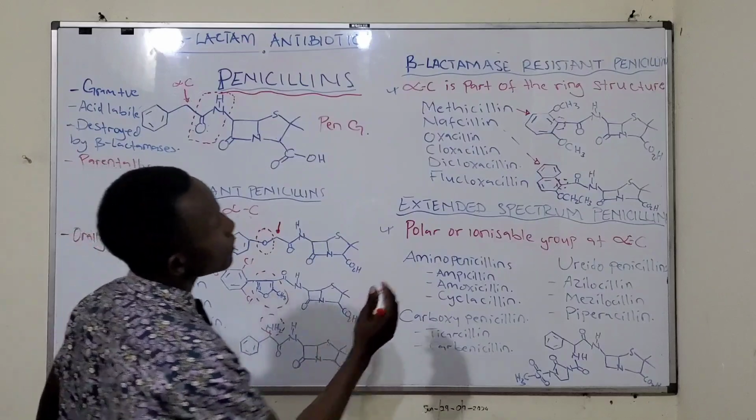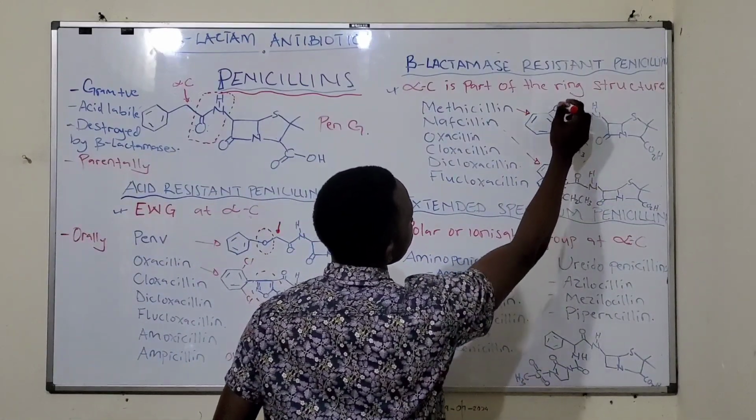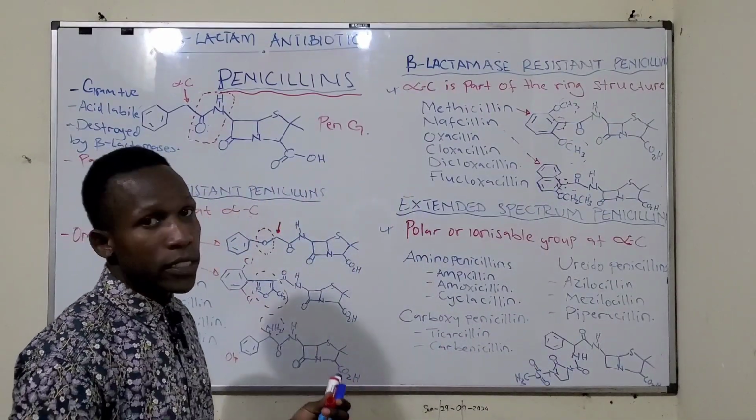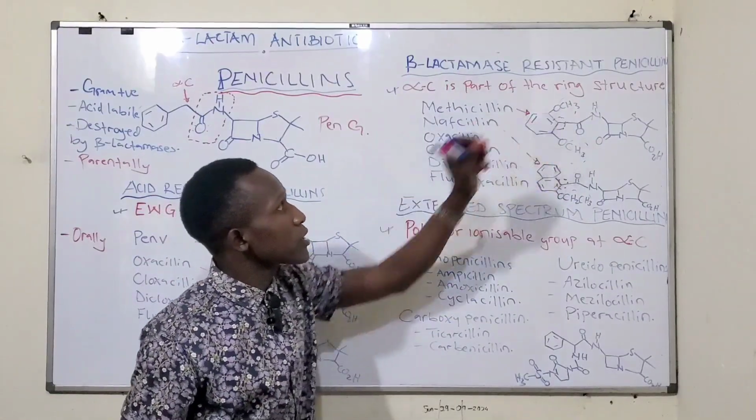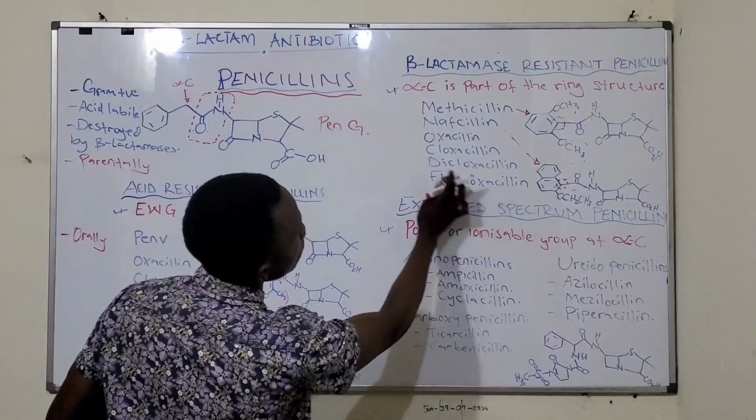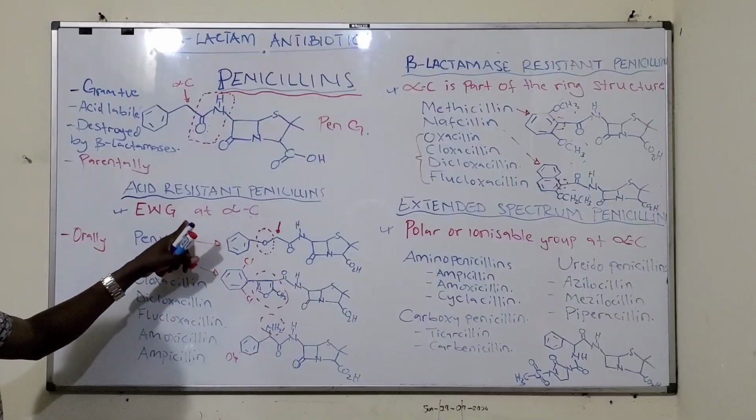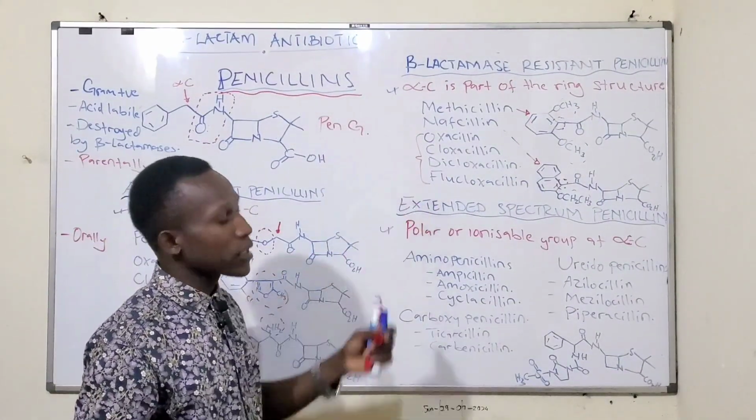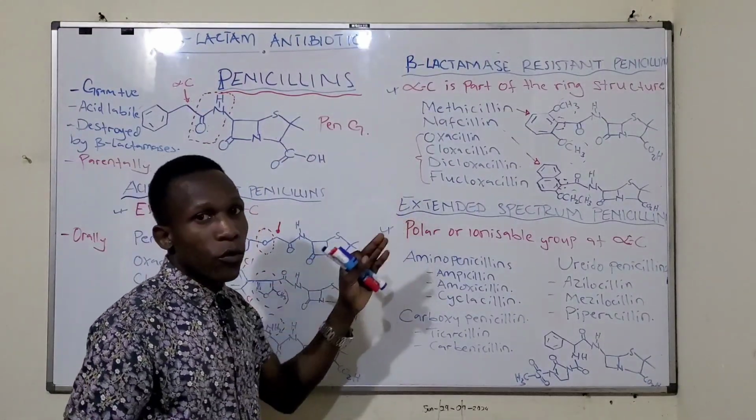So meaning, addition of these methyl groups, addition of these other groups, they increase the bulk of the penicillin. So meaning that these penicillins, though they are beta-lactamase resistant, and some, as we saw, like these ones, are also acid stable, they are not extended spectrum. They don't have extended spectrum because they act on gram positives.